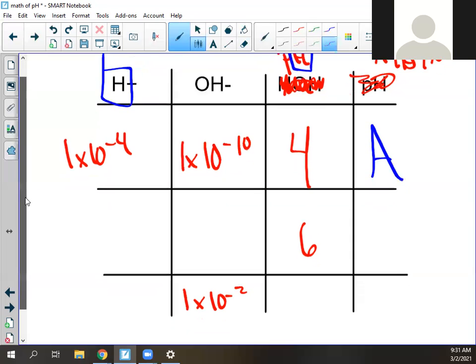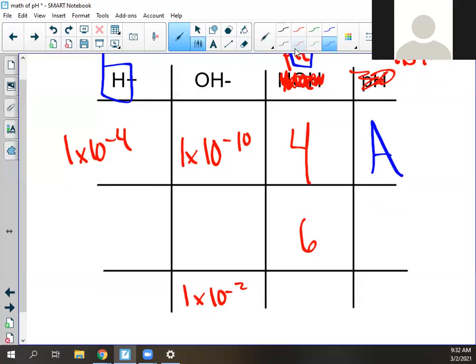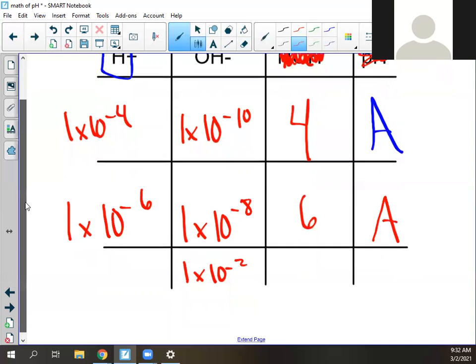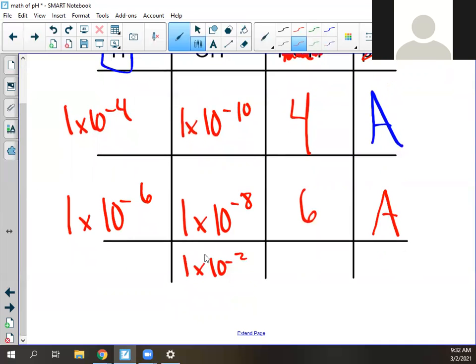Okay, here we go. If this is a 6, what's this over here? 1 times 10 to the negative 6, which means this is negative 8, and this would be acid. Oh, I got it right. That is right. That's my bad. No wonder I kept messing up on the math. It's an acid. Okay, here we go.